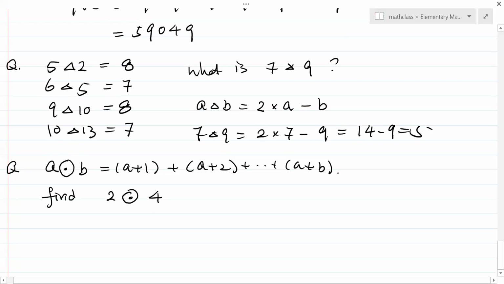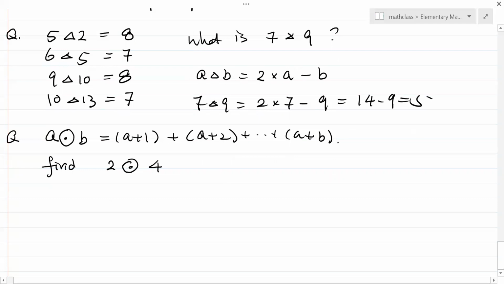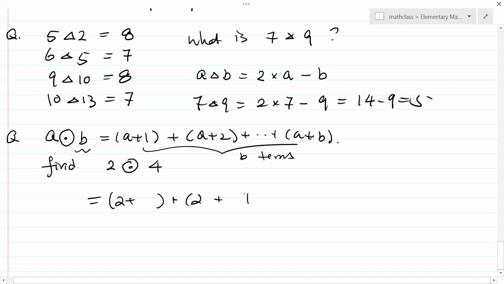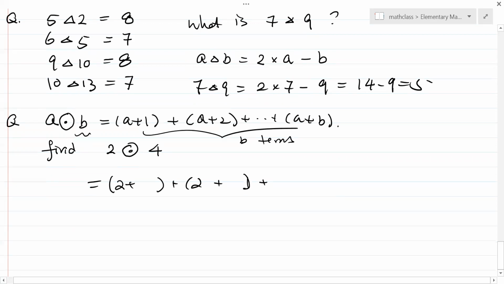So what's going on, Eli? All right, so look at this, right? What does A represent? A represents the first term in the parentheses, right? And B represents how many terms? B terms, right? So every term has a 2 there, but B is 4, so the last one will be 4. Okay, so it's 1, 2, 3, 4. If you figure that out, then the rest of them are easy.